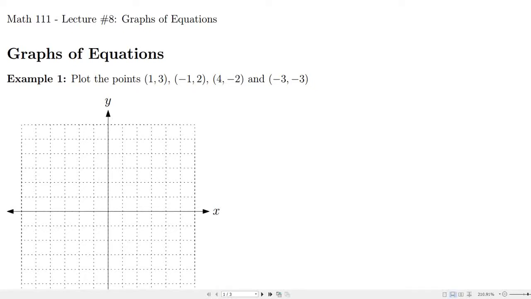Okay, so we're going to move on now to the next chapter. In lecture 8, we're going to start off with graphs of equations, and later on we'll talk about functions and inequalities as well. Okay, so let's get started.